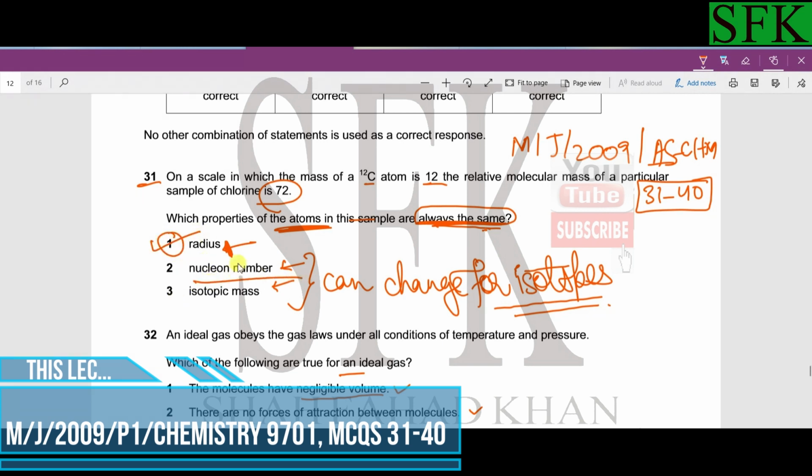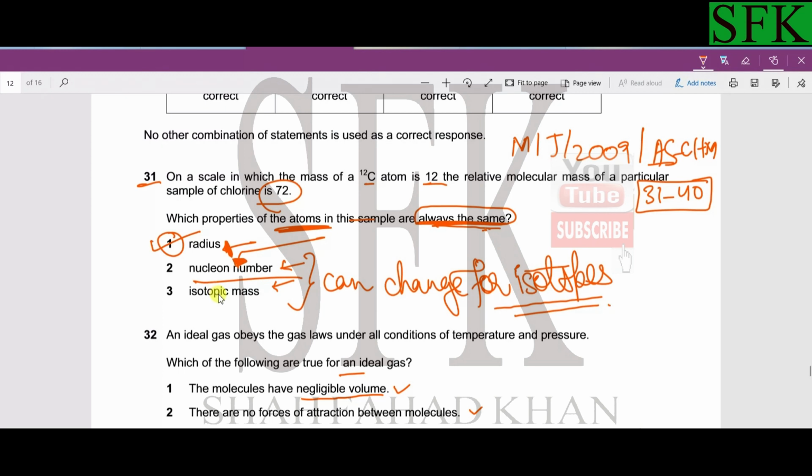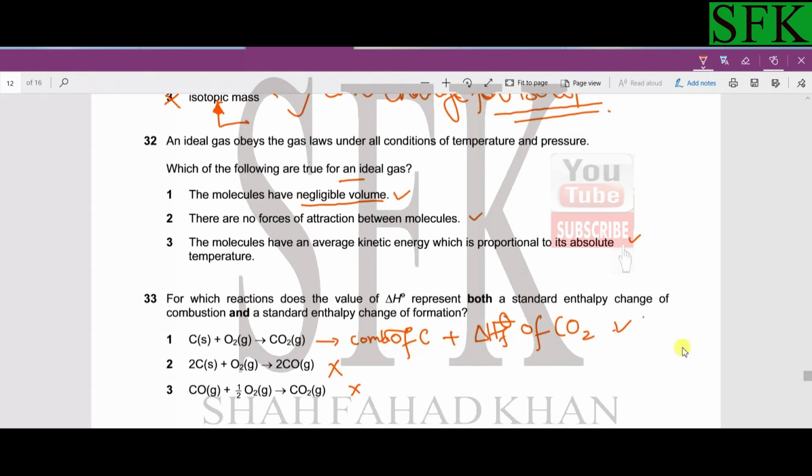Nucleon number varies for isotopes. Okay, isotopes are atoms of the same element having the same proton number but different nucleon number, and the same goes for the isotopic mass. So the isotopic mass or the nucleon number for the isotopes varies. So 2 and 3 are not the answer. 1 only is correct, and so that is the option. Then what about question number 32?